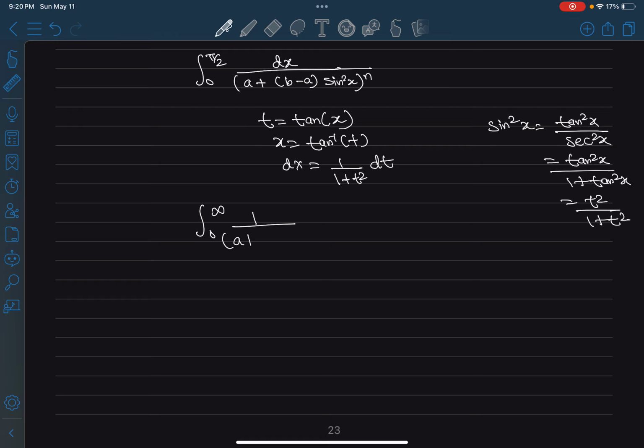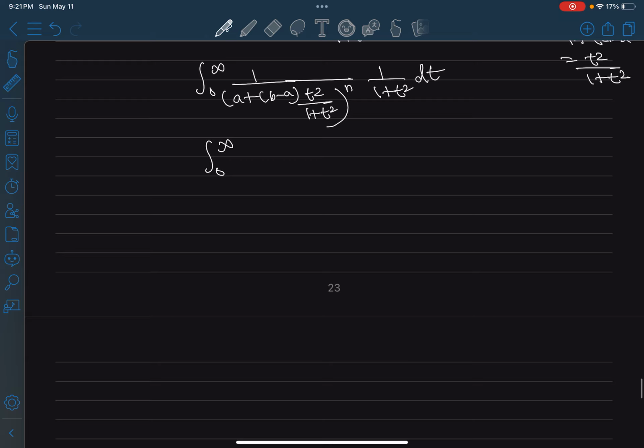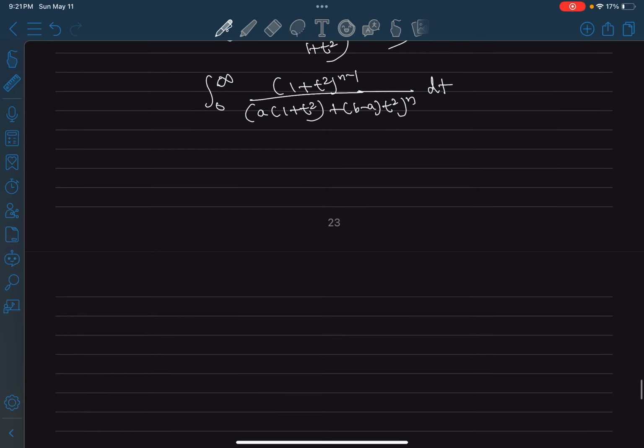And 1 by, this is a plus (b minus a) sin square x, which is t square by 1 plus t square, and then to the power n, and dx is just 1 by 1 plus t square dt. So now this integral becomes the integral from 0 to infinity. Now this goes to the numerator, and there's also this factor that divides it, so 1 plus t squared to the power n minus 1. And in the denominator, we will have (a times (1 plus t square) plus (b minus a) times t square) to the power n dt. So now this again simplifies to the integral from 0 to infinity of (1 plus t squared) to the power n minus 1, and in the denominator a plus at square minus at square is 0, so (a plus b t square) to the power n dt.